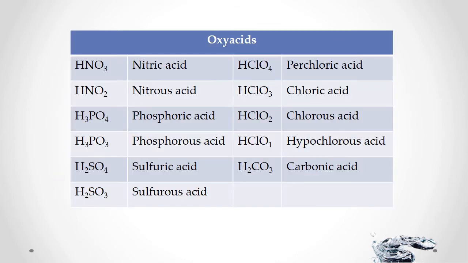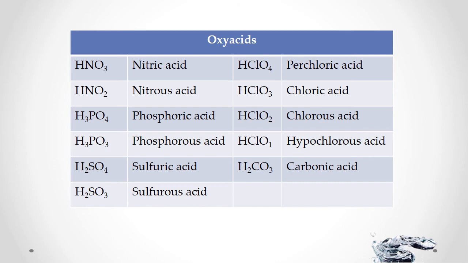Since we looked at the naming rules for oxyacids, let's go ahead and look at a bunch of examples here. If I have HNO3, I have nitric acid. If I have HNO2, I have nitrous acid. H3PO4 is going to be phosphoric acid. H3PO3 is going to be phosphorous acid. H2SO4 is going to be sulfuric acid. H2SO3, sulfurous acid.